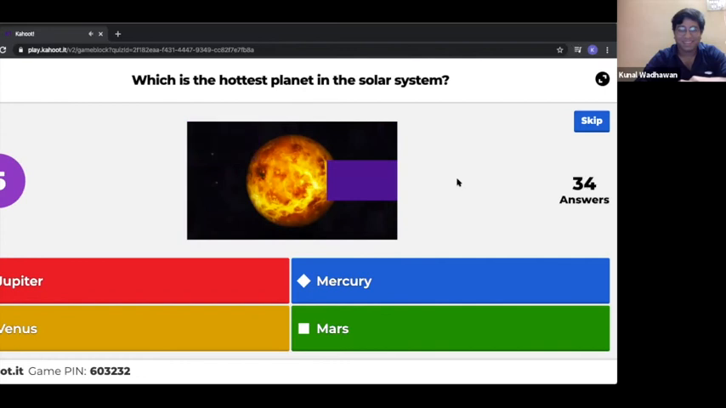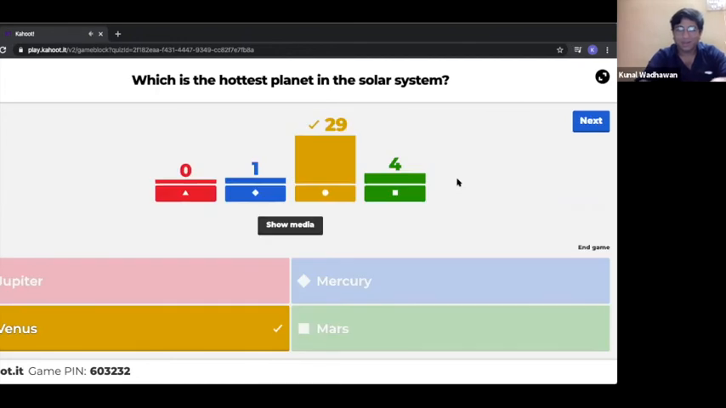33, any other? 5 seconds to go. 4, 34. 3, 2, 1, and go. And, oh, wow, Venus. Venus is the hottest. Yes. Mercury, being the closest to the sun, is still not the hottest planet in the solar system. It's Venus, which is the hottest planet because of its atmosphere, which traps the heat.